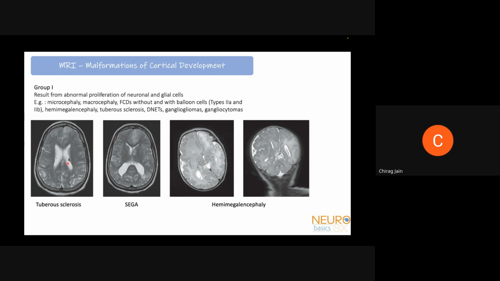So here you can see tuberous sclerosis with these clear nodules which are present over here. And this is a case of tuberous sclerosis with SEGA in the frontal horn. This is a case of hemimegalencephaly over here. So you can see one side of the hemisphere is quite large. So they're all group 1 malformations.